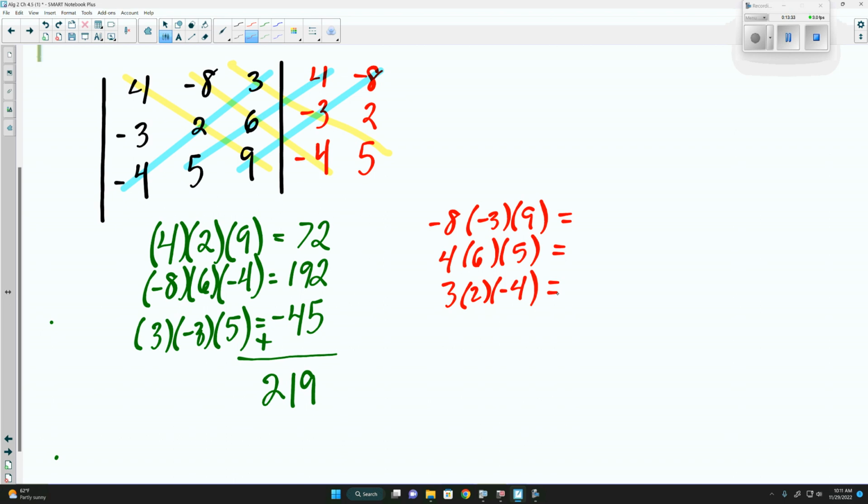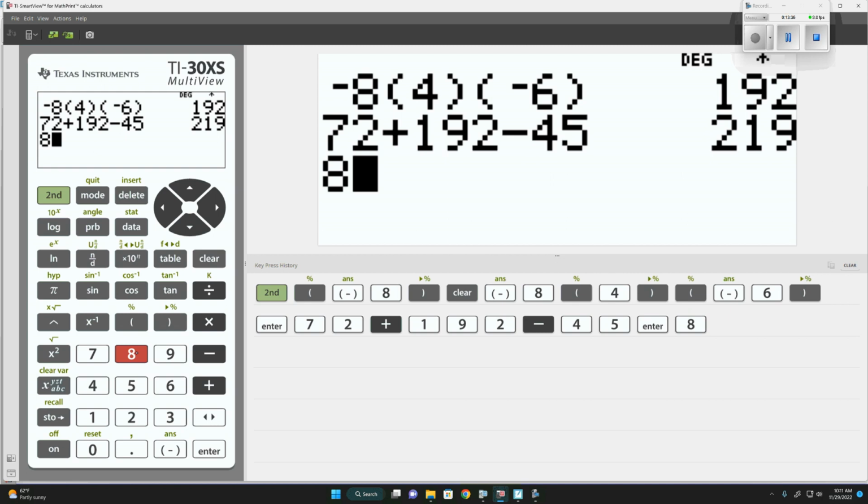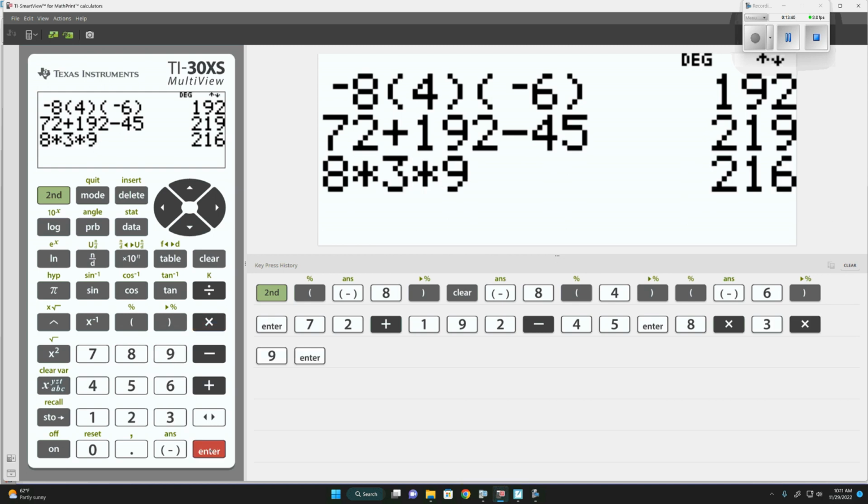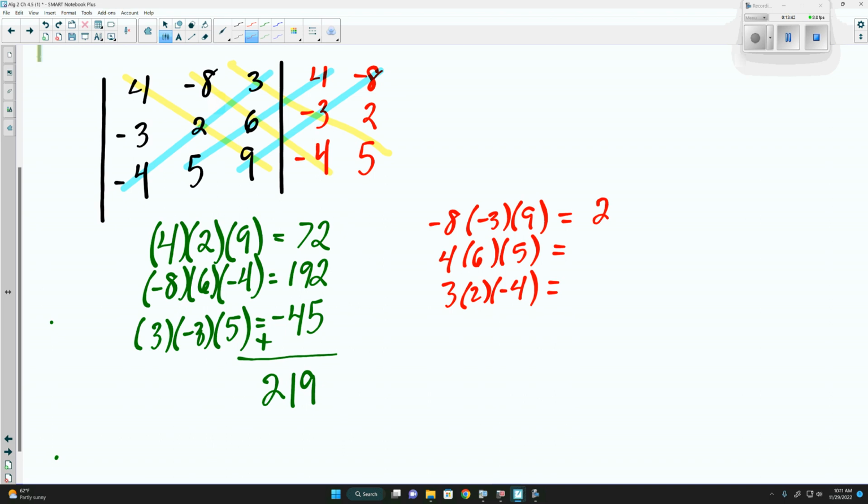Eight, 3, and 9. 8 times 3 times 9 is 216. Now, if you notice, I didn't type the negatives in because we have two negatives, so the final number should be positive. 8, 3, and 9, we get this here. 4, 6, and 5 is 120. And then we have 3, 2, and negative 4, negative 24.